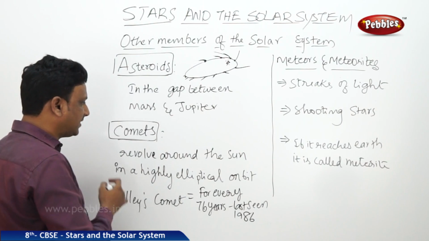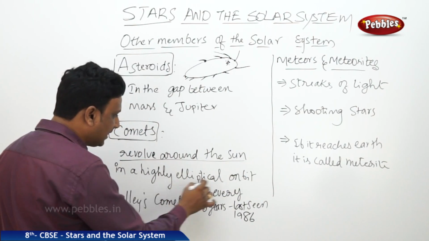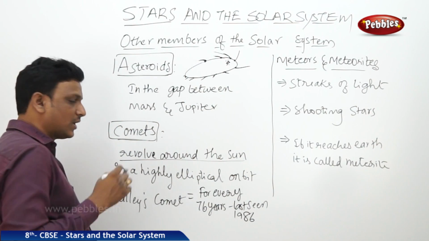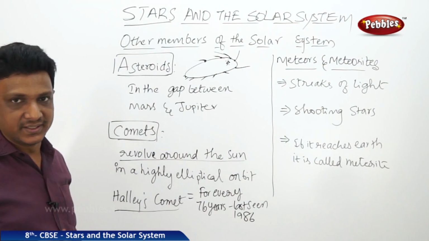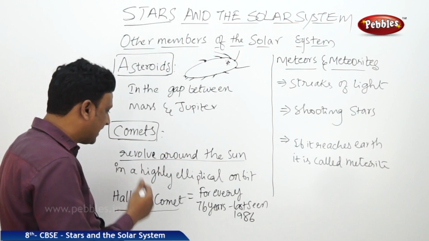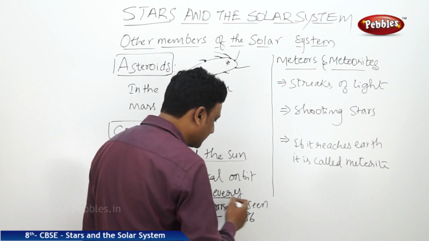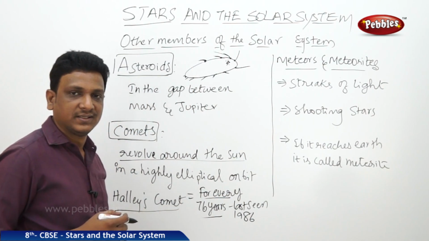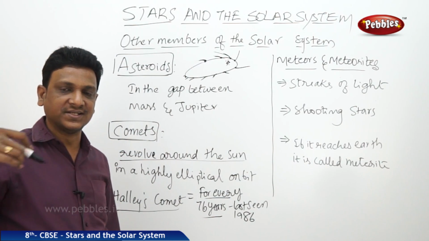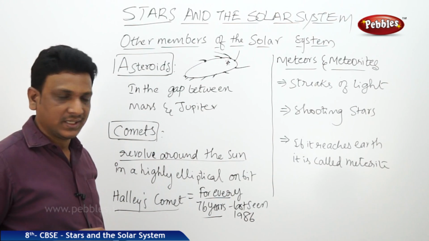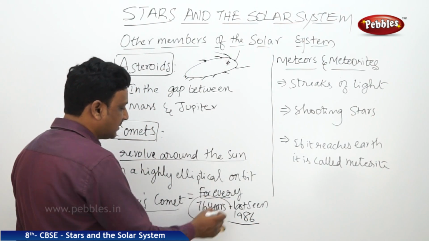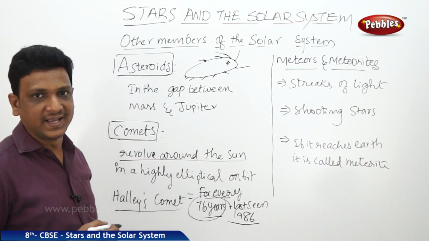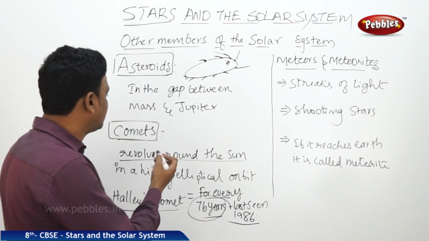So comets revolve around the sun in a highly elliptical orbit. One such comet is Halley's comet. They have a specific time period. Halley's comet is seen in the sky every 76 years. It travels a very long distance in a highly elliptical orbit. It was last seen in 1986. So it will take 76 years to appear again, Halley's comet. So these are the comets.